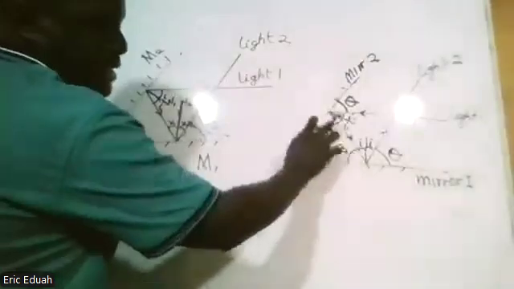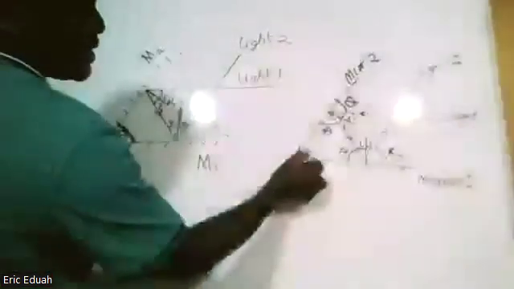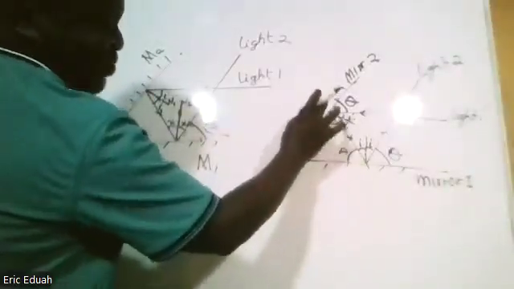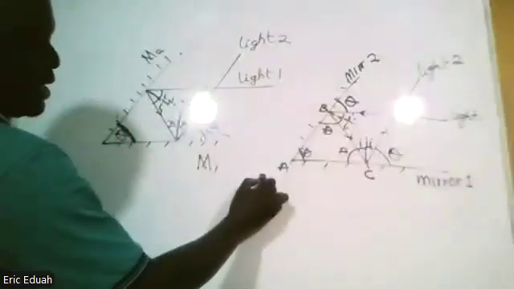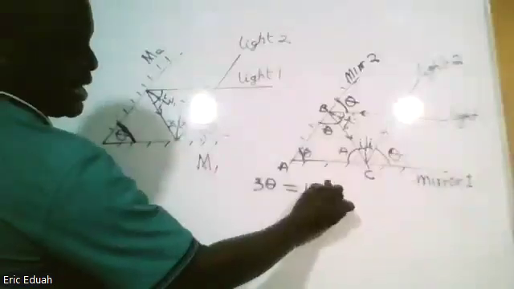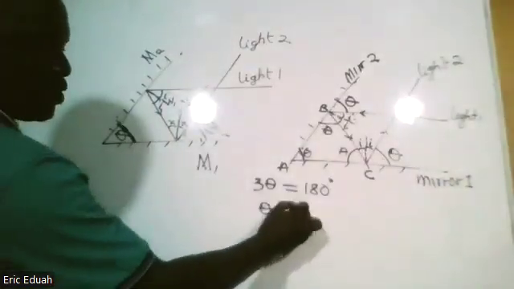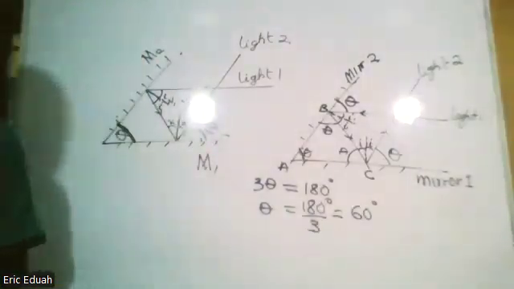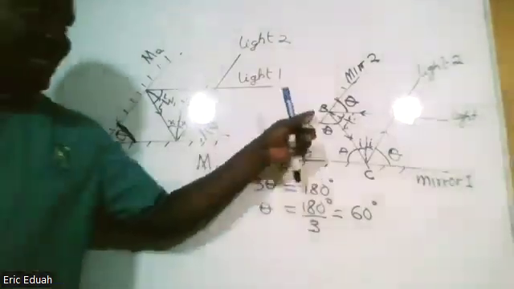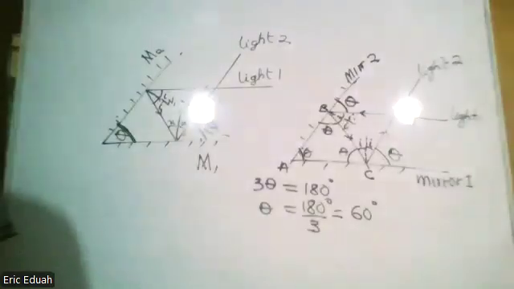So theta, theta, theta, we have an equilateral triangle with interior angles theta, theta, theta. To find theta, we sum up the total angles within this triangle A, B, C. When you sum the angles, you have 3 theta equal to 180 degrees. Therefore, theta is equal to 180 degrees over 3, which is equal to 60 degrees. It means that the angle between the two mirrors, M1 and M2, must be 60 degrees. So theta is 60.